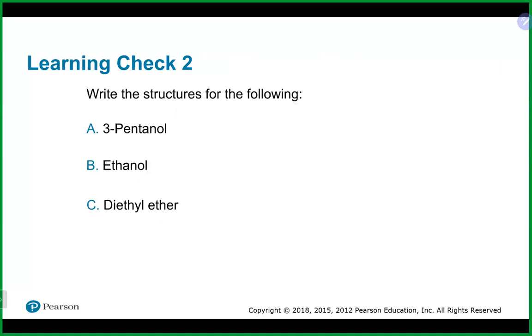All right, so why don't you write the structures for each of these guys: 3-pentanol, ethanol, diethyl ether. Since we just did diethyl ether, let's not do that one. Let's do ethyl pentyl ether instead.